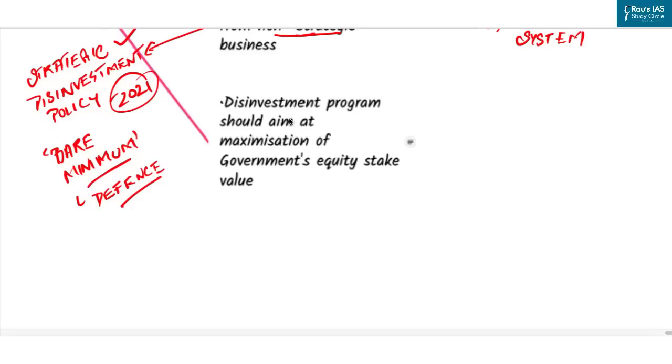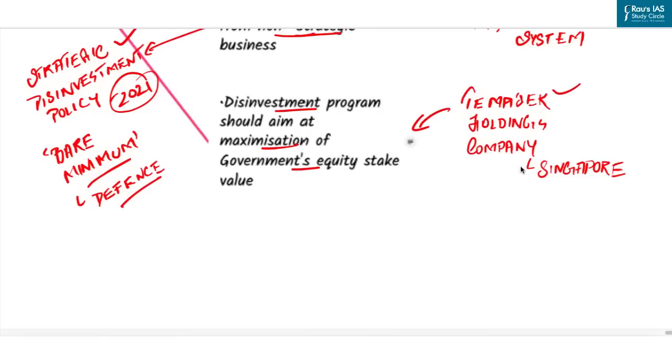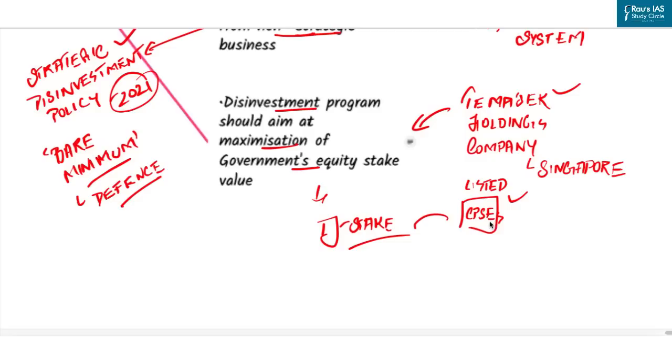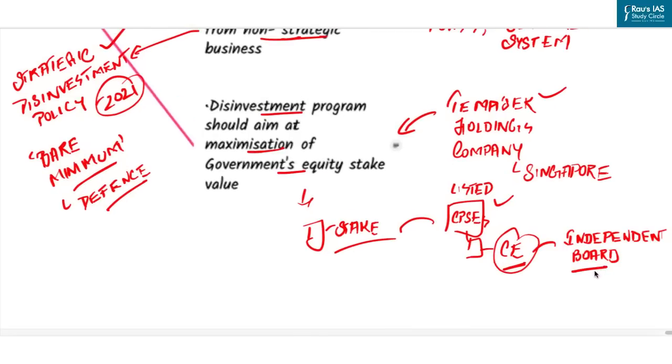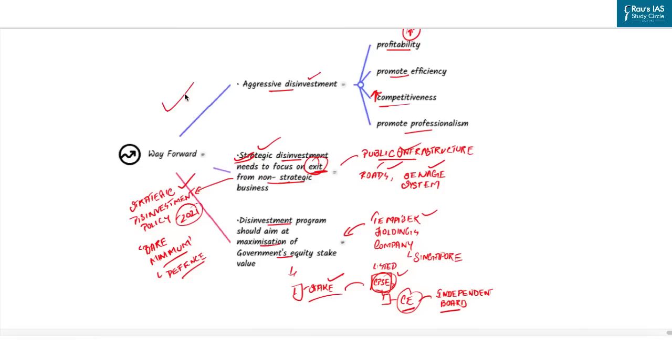Next, the privatization or disinvestment program should aim at maximization of the government's equity stake value. Now in this, the learning from the experience of Temasek Holdings, the holding company in Singapore, may be useful. How? In this, the government can transfer its stake in the listed CPSEs to a separate corporate entity. So this entity would be managed by an independent board and would be mandated to divest the government stake in these CPSEs over a period of time. So what is the benefit of this? That it will lend professionalism and autonomy to the disinvestment program. So these are a few solutions.